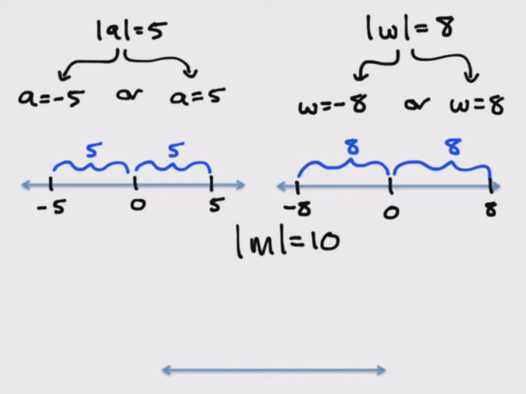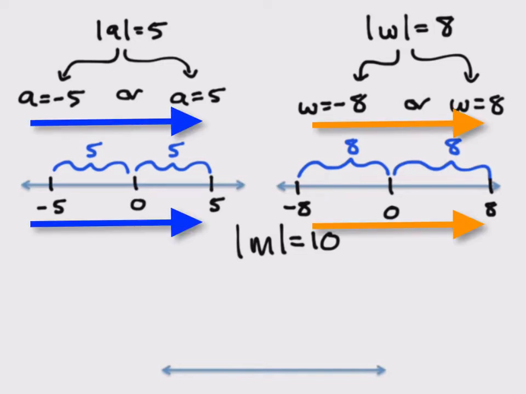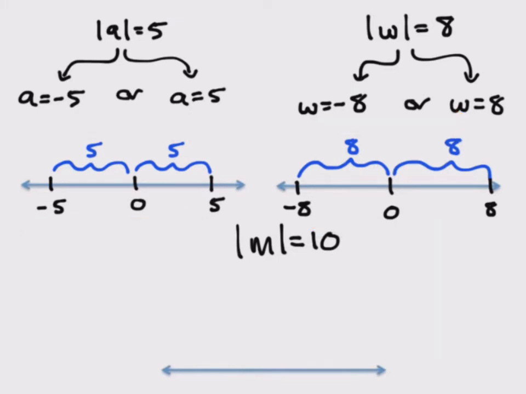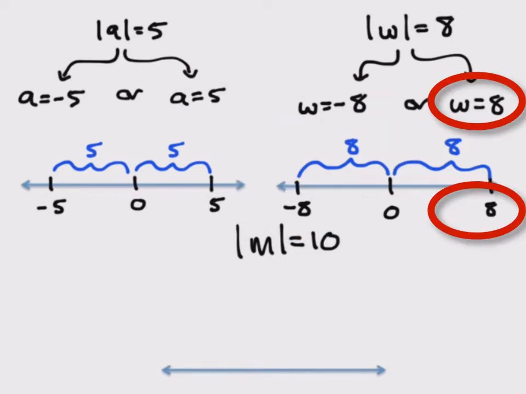One stylistic comment, I like to write my solutions from left to right as they appear from left to right on the number line. So A equals negative 5 or 5 because that corresponds to their position on the number line. Same thing with negative 8 and positive 8.